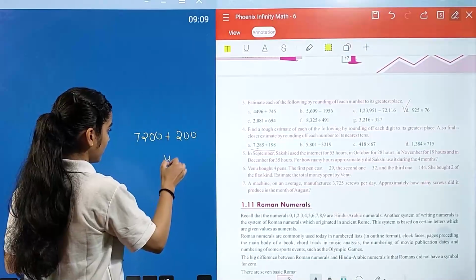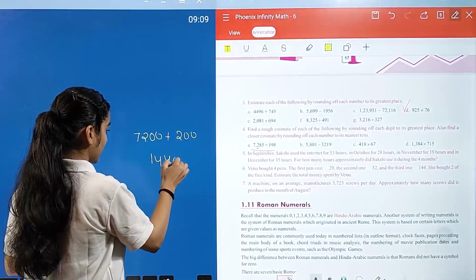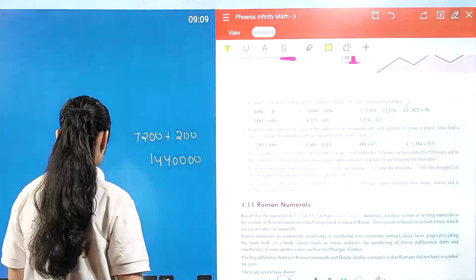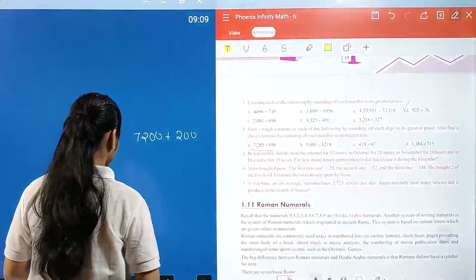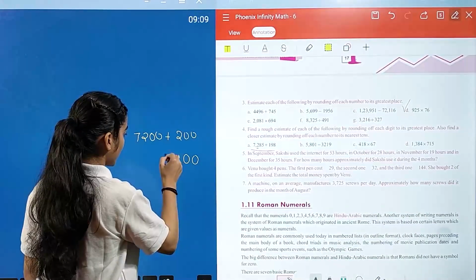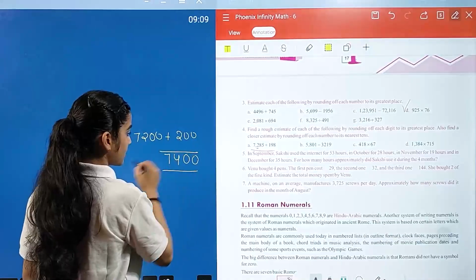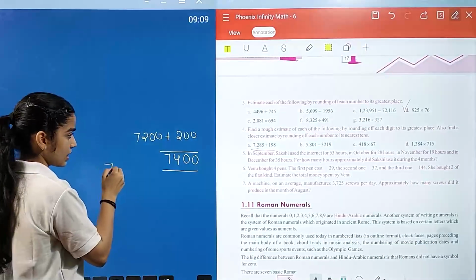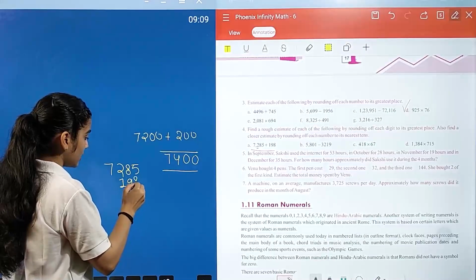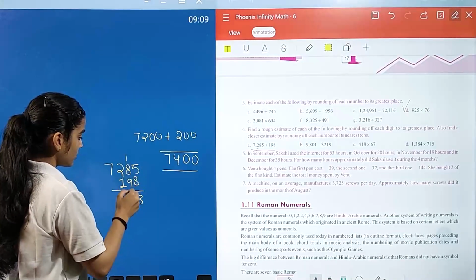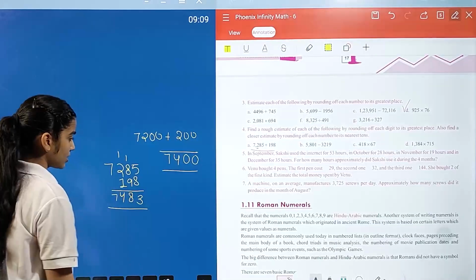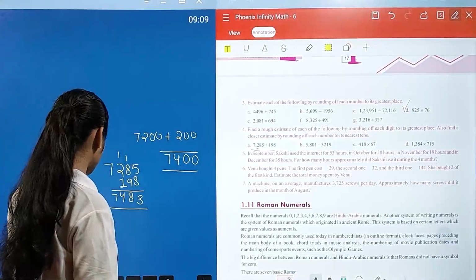2 2s are 4, 2 7s are 14 and your answer is this. Oh wait, we have to add. So 0, 0, 2 plus 2, 4 and 7. So your answer is 7,400. Let's take the actual calculation for it, to see whether it is close or not. 198, 13, 16, 17, 18, 1, 4, 7. So your answer is close to your estimation.